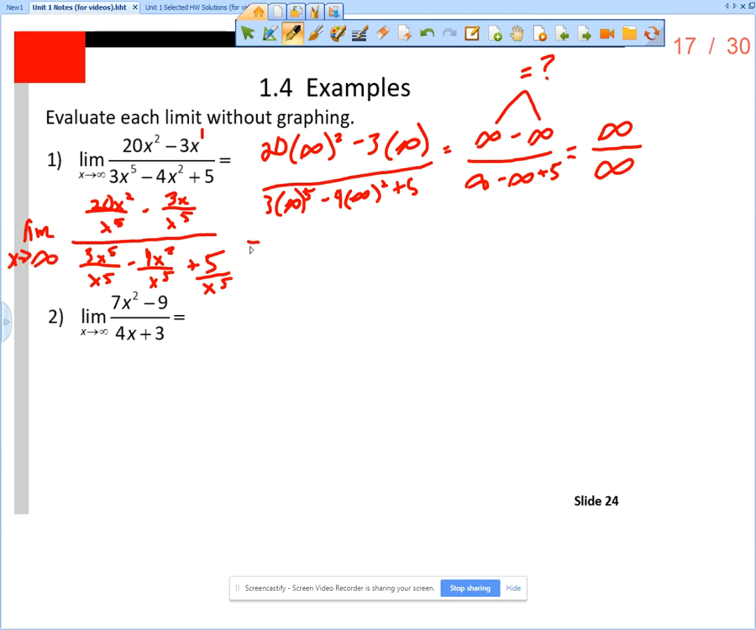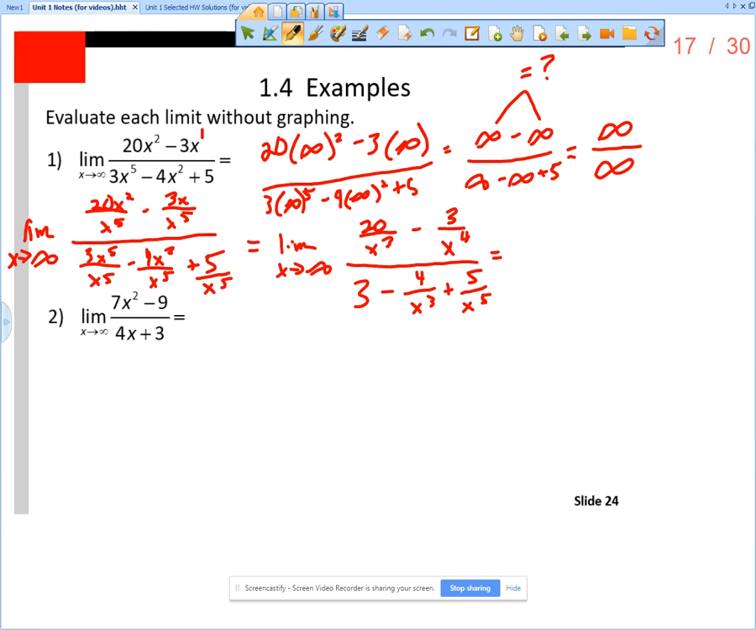All right, so now, what do I get? Well, 20x squared over x to the 5th. What is that? Well, the x's can reduce. I'm left with 20 over x cubed minus 3x over x to the 5th. That's just going to be 3 over x to the 4th, divided by 3x to the 5th over x to the 5th. That is just 3. That's significant. Minus 4x squared over x to the 5th. That's going to be 4 over x cubed plus 5 over x to the 5th. Nothing can reduce there.